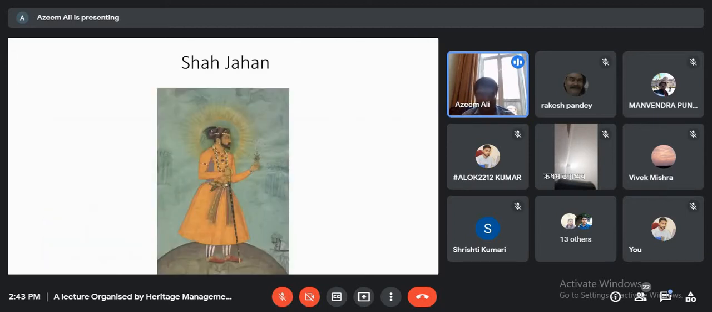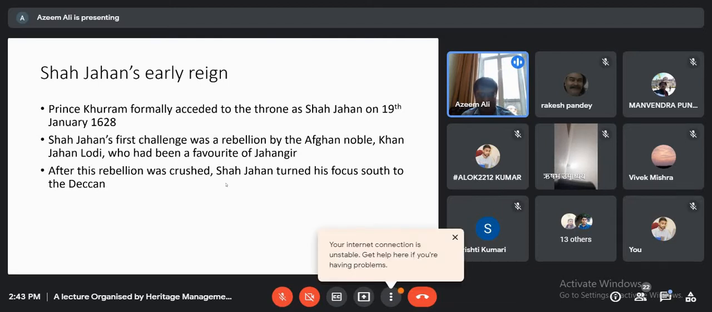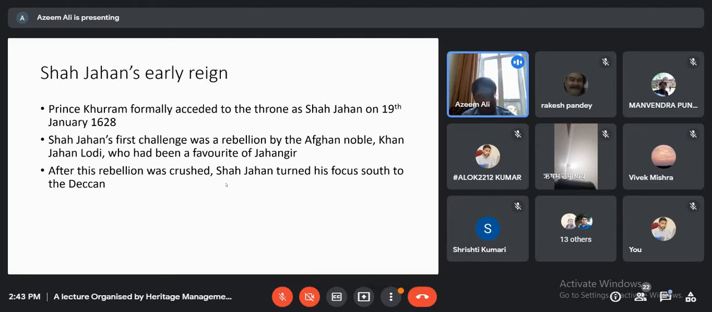Now we're going to look at Shah Jahan, obviously famous for the building of the Taj Mahal. So Shah Jahan had formerly been Prince Khurram, who I mentioned when I spoke about Jahangir and Nur Jahan. And he took the title of Shah Jahan when he became emperor on the 19th of January, 1628. Shah Jahan's first challenge was a rebellion by the Afghan noble Khan Jahan Lodi, who had been a favorite of Shah Jahan's father Jahangir. And after his rebellion was crushed, Shah Jahan turned his focus south to the Deccan.